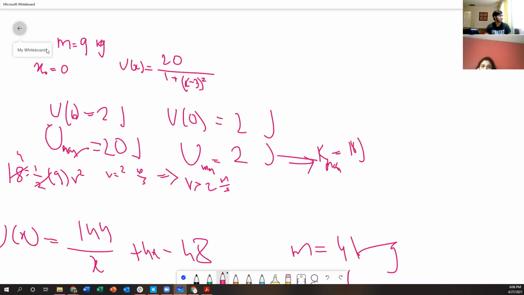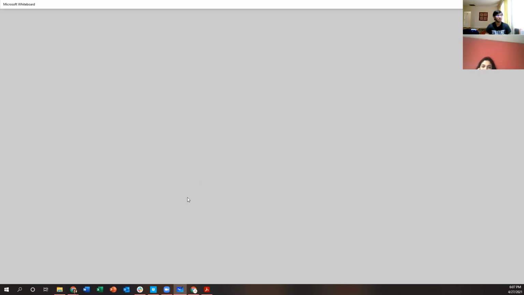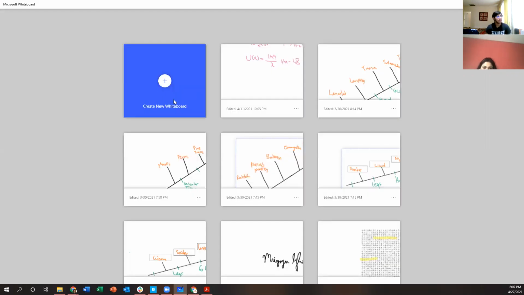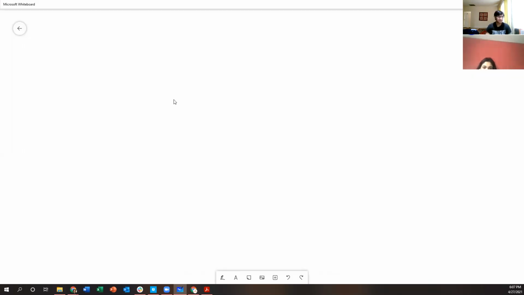Hold on, let me open a new board. That's the only problem with Whiteboard, it takes a long time. And then of course, I think with an arithmetic sequence, it's the same idea, except it's a common difference, right? There's that idea of that common trait, that common difference or common ratio.